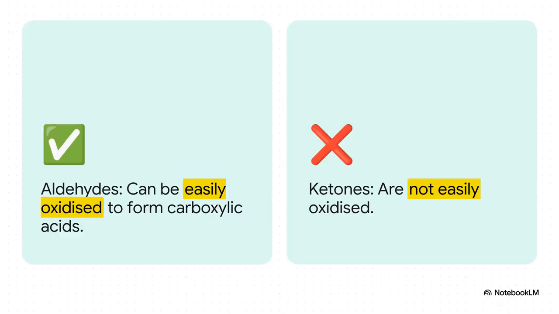So we've identified the family, but that leaves us with 2 main suspects, aldehydes and ketones. And the crucial difference between them, the thing that lets us tell them apart, it all comes down to how they handle a chemical attack. Aldehydes are kind of fragile. They can be easily rusted, or what we call oxidized.